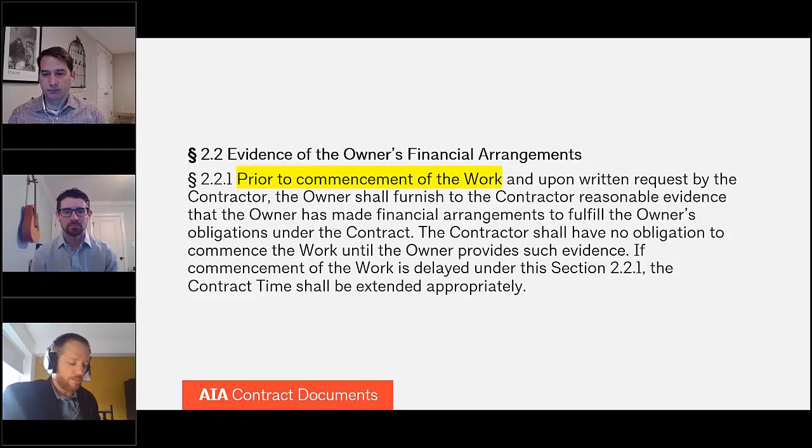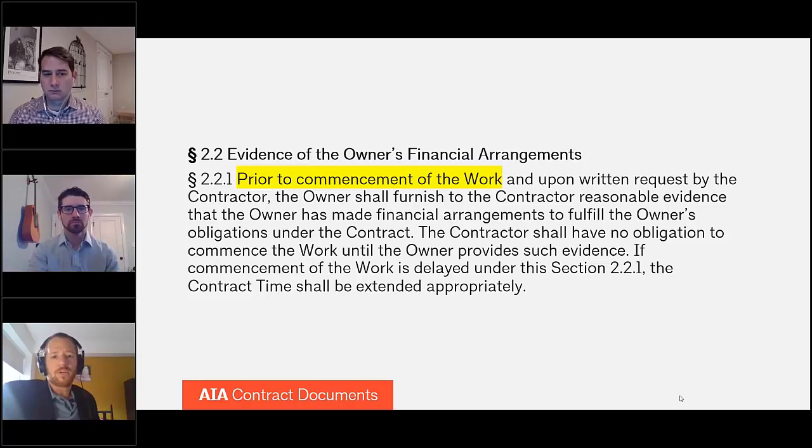So we'll move on from that. But thank you, Jimmy, for helping us put some detail to that. And to round out this issue, the contractor is not required to begin work until the owner has provided evidence of its ability to pay for the work. And if there's a resulting delay, the contract time will be extended.